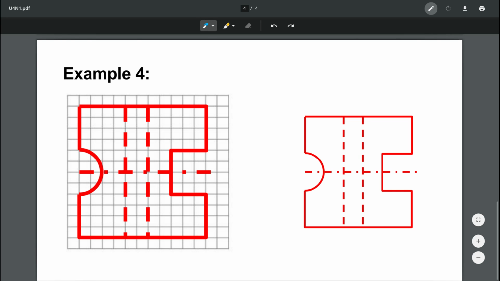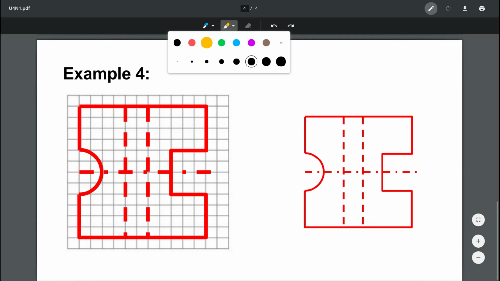All right, and for the fourth example, we actually have something very interesting on this shape, which is a center line. And what that center line means is that everything above it, or on one side of it, is the same as everything below it. It's just reflected, like you may have seen in a math class.